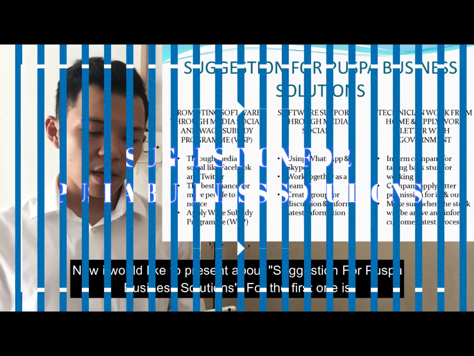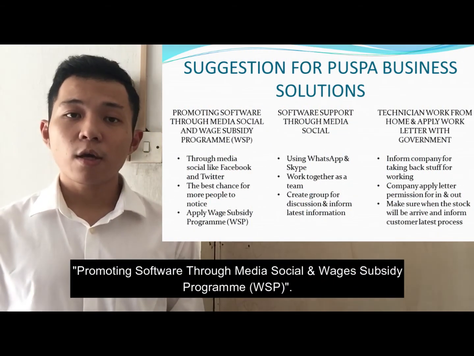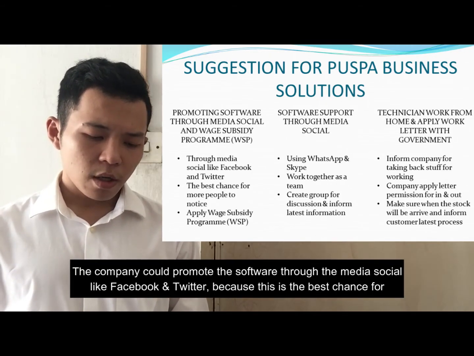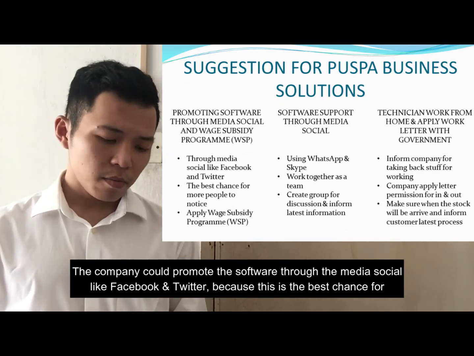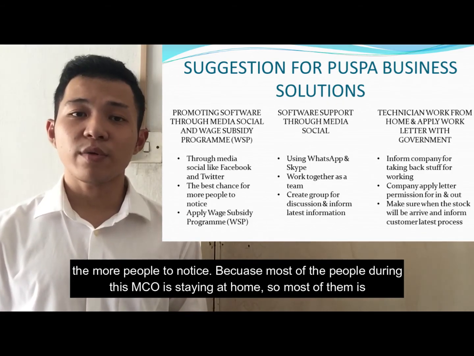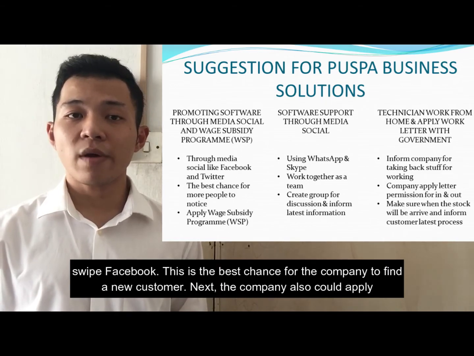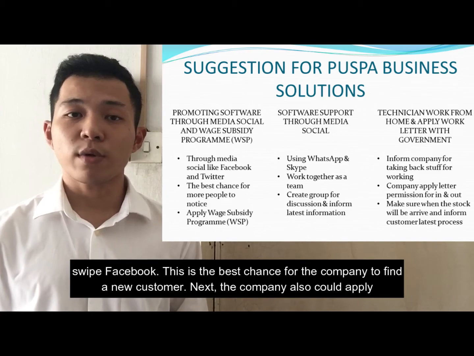Okay, now I would like to present about suggestions for Puspa business solutions. So for the first one is promoting software through media social and also waste subsidy program WSP. So the company could promote the software through the media social like Facebook and Twitter, because this is the best chance for the more people to notice, because most of the people during this MCO is staying at home, so most of them is swipe Facebook, so this is the best chance for the company to find a new customer.